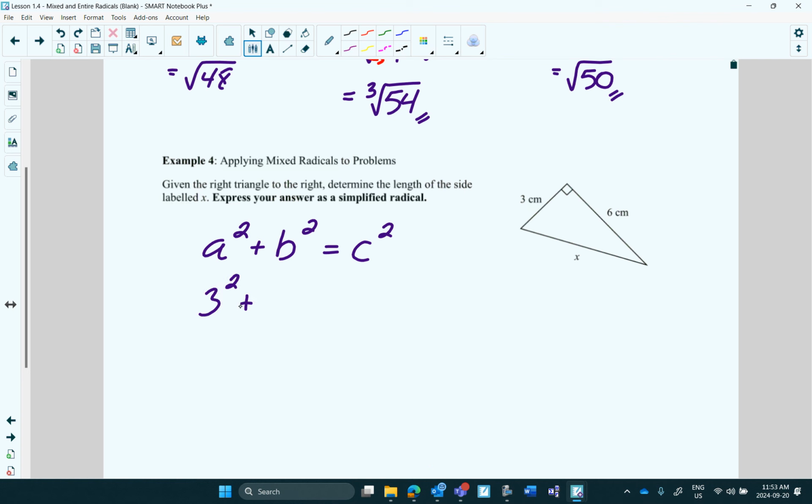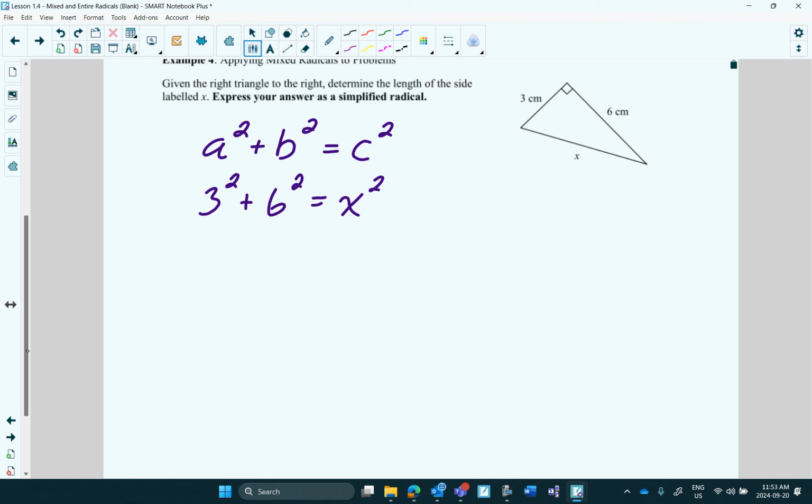So we're going to go 3 squared plus 6 squared equals X squared, because those are the sides I'm given. And you guys know how to get to the answer here. So 45 is equal to X squared. Therefore, X is the square root of 45. Now, this is where you normally use a calculator. But if you look at the question, you are not asked to round your answer. You are asked to write your answer as a simplified radical.